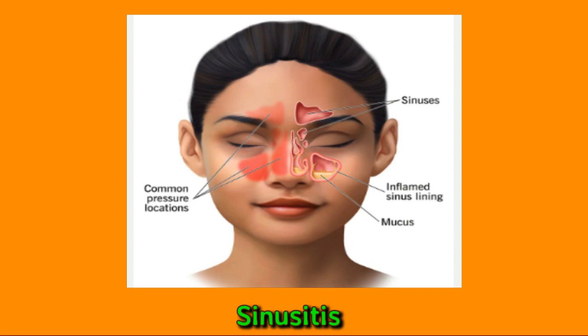How common is sinusitis? According to 2018 data from the Centers for Disease Control and Prevention, 28.9 million people in the United States received a diagnosis of sinusitis, while 234,000 visits to emergency departments occurred with chronic sinusitis as the main diagnosis.